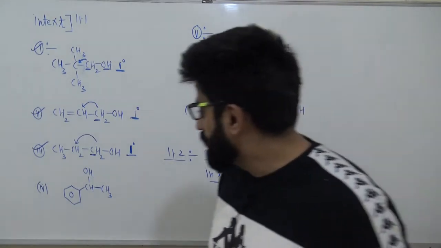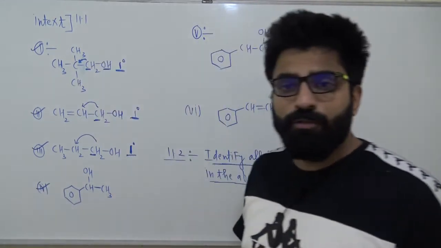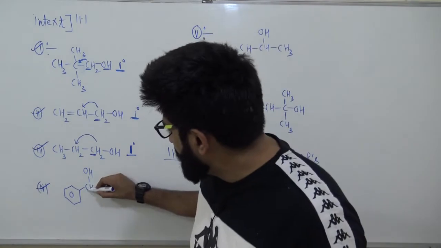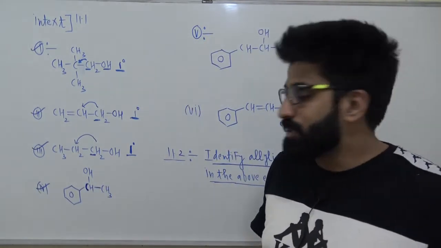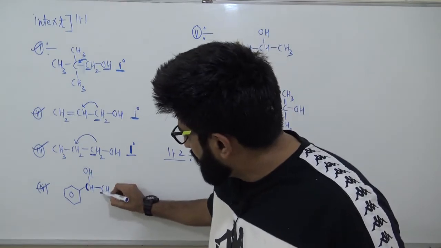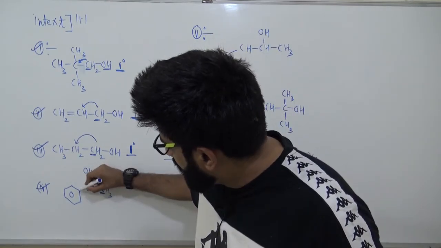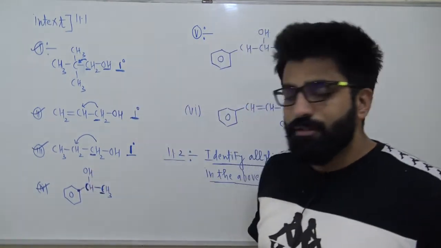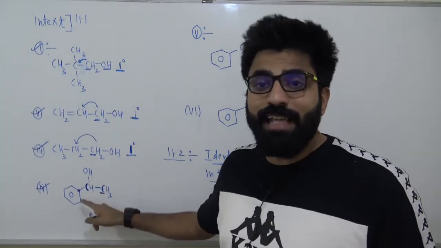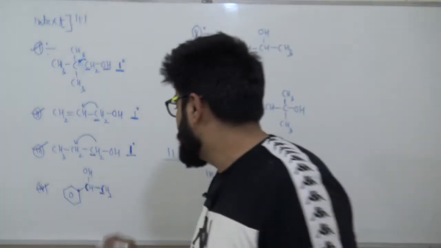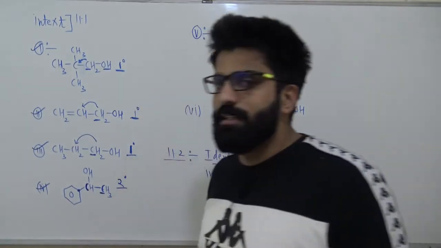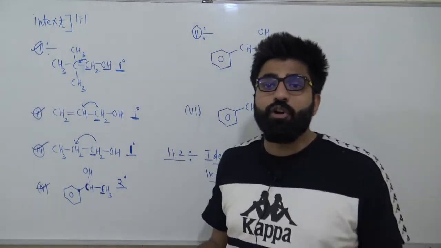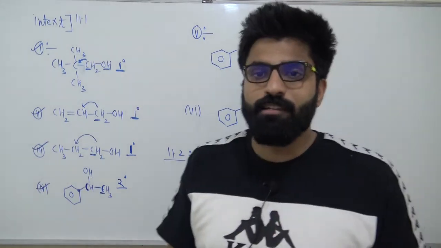Come to question number 4. Again I want to check the degree. To this carbon OH is attached, right? Now check, this carbon is attached to how many carbon atoms? 1 carbon atom here, and 1 carbon atom of benzene, this carbon. Since the carbon to which OH is attached is attached to 2 carbon atoms, what is the degree of this alcohol? It is 2 degree alcohol, or we also call it secondary alcohol, right?